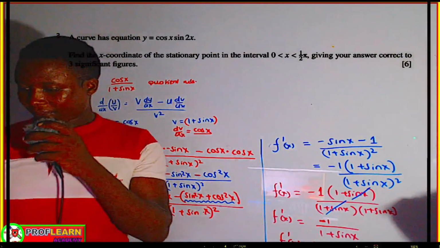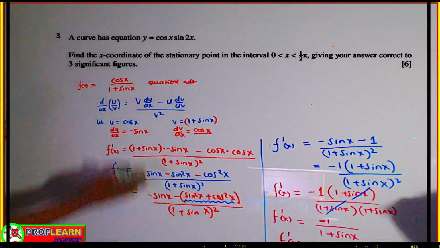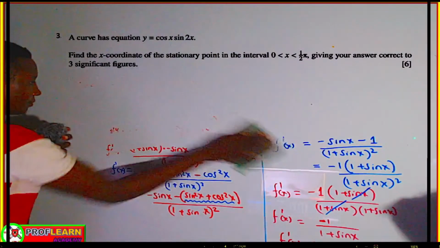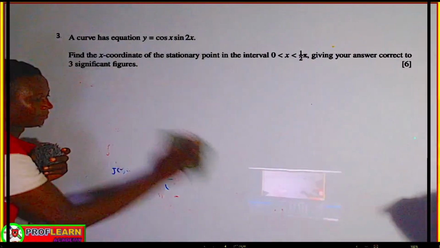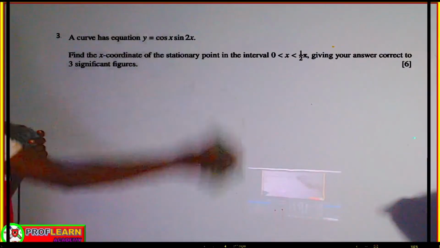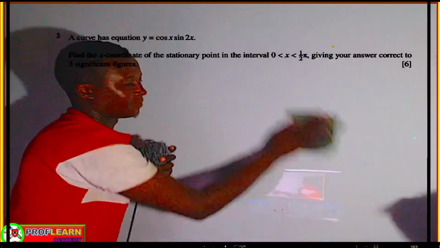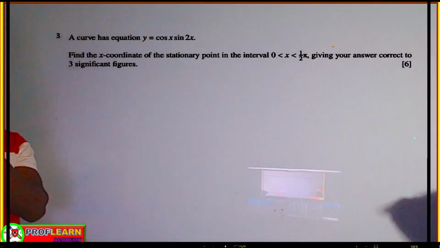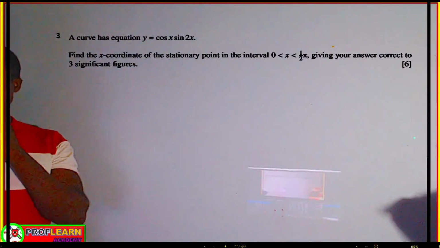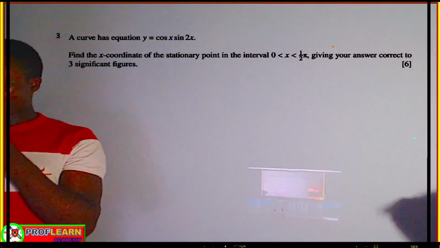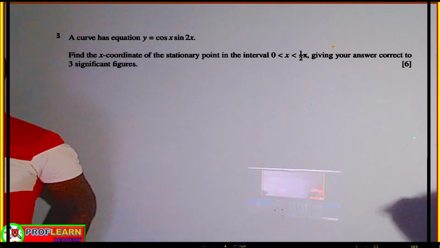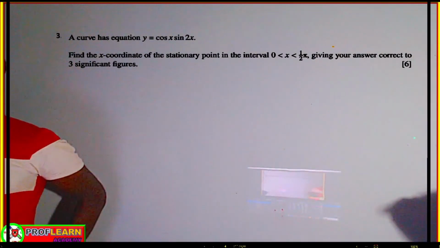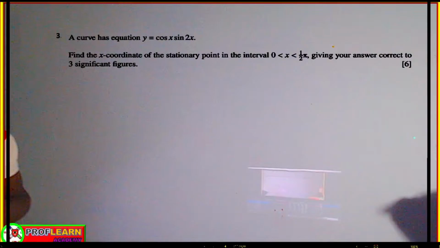A curve has the equation y equals cos x sine 2x. Find the x coordinate of the stationary point in the interval 0 less than x less than or equal to half pi.